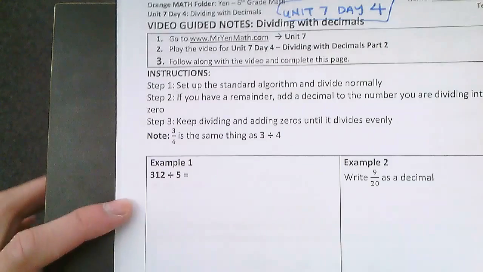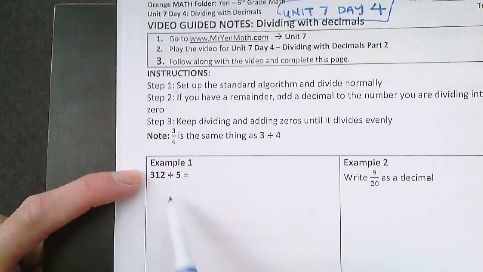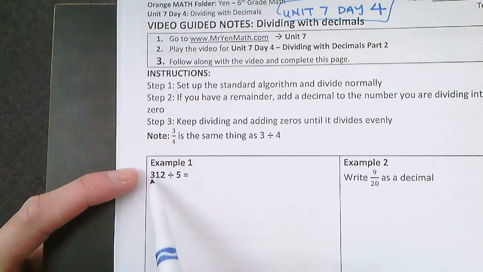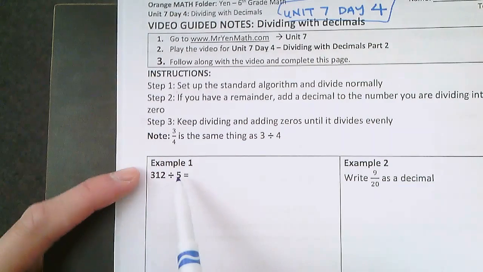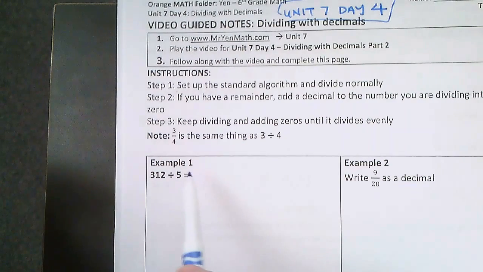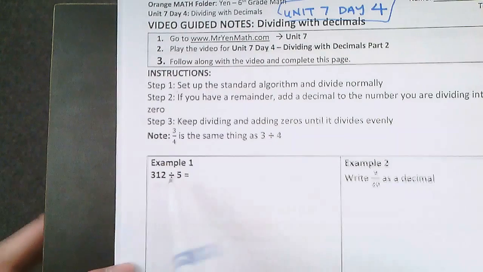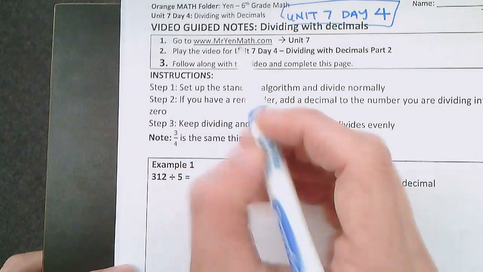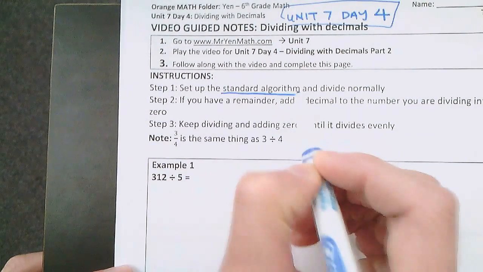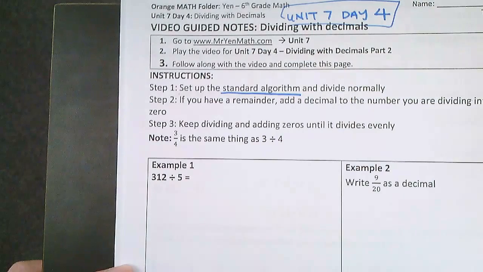All right. So in our first example, we are dividing 312 by 5. So what this is asking us is, how many times can 5 go into 312? So step 1 is, we're going to set up the standard algorithm and divide normally.